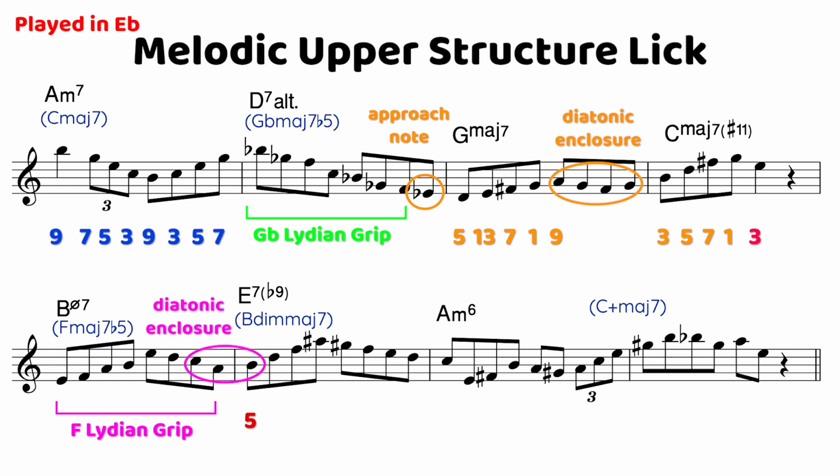Now from here, I'm using another upper structure. I'm using B diminished major 7. This highlights the sound of a diminished scale. And then we land on the 3rd, walk down to the flat 9, root, flat 7, and here's that classic voice leading, the 7 to 3, landing onto the flat 3rd of our A minor 7 chord.